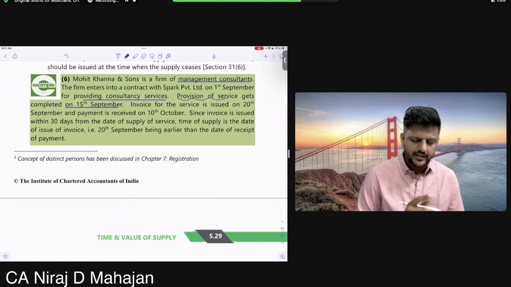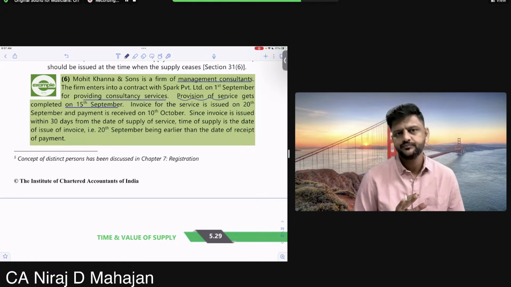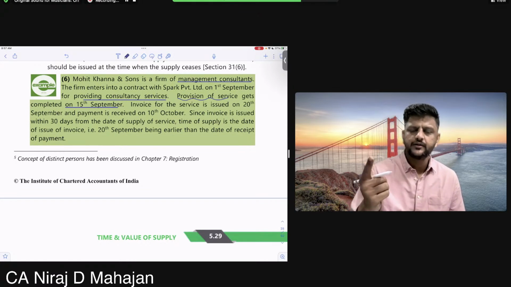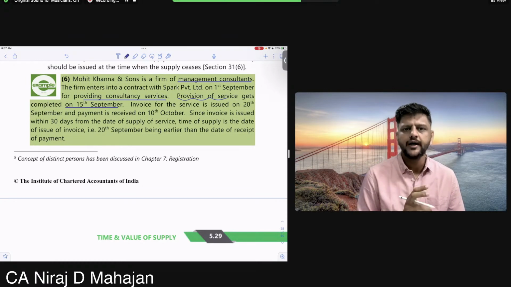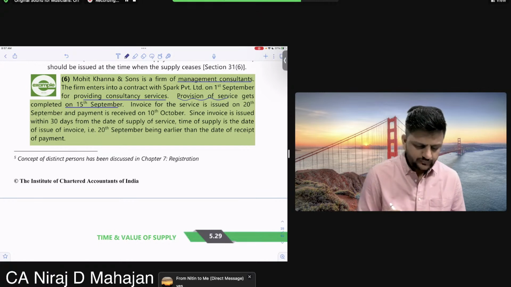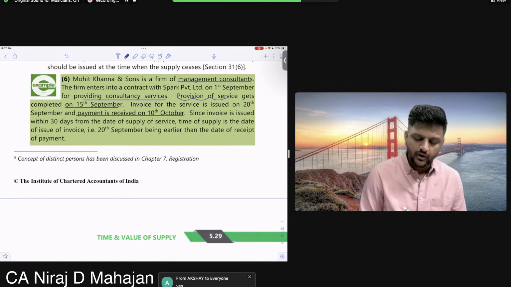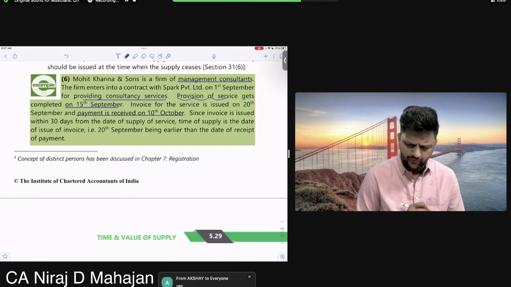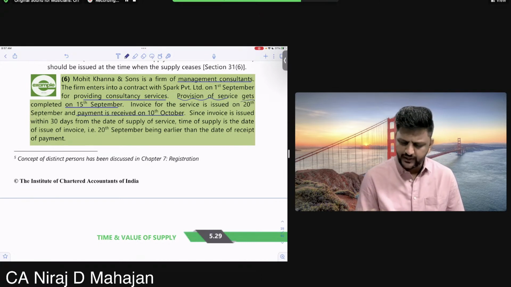Invoice is issued on 20th September. Is it within due date? So invoice date or payment date, whichever is earlier. Yes or no? Payment is 10th October. Since invoice is issued within that due date, time of supply, bachcho, is the earlier of invoice date or payment date. Invoice date 20th September and payment date 10th October. So 20th September is the time of supply.